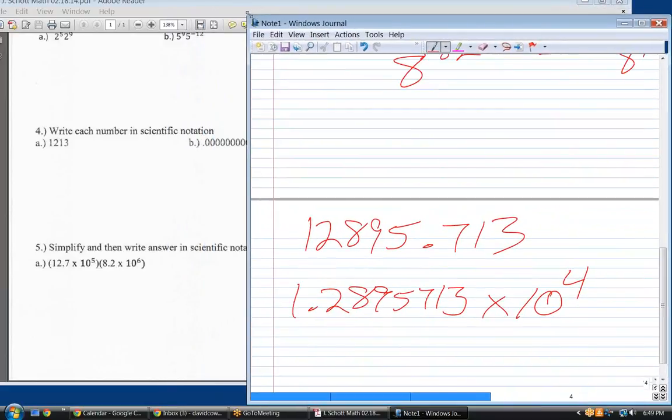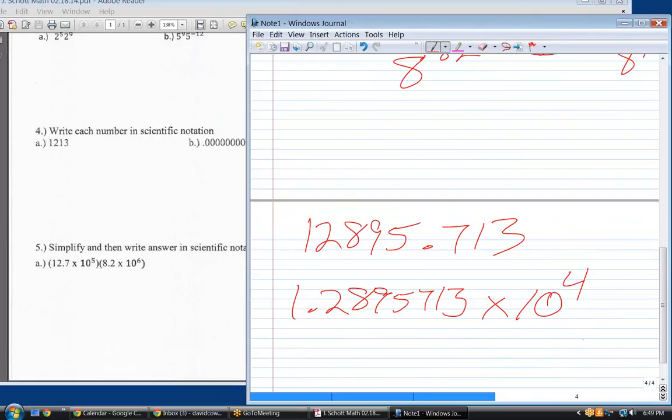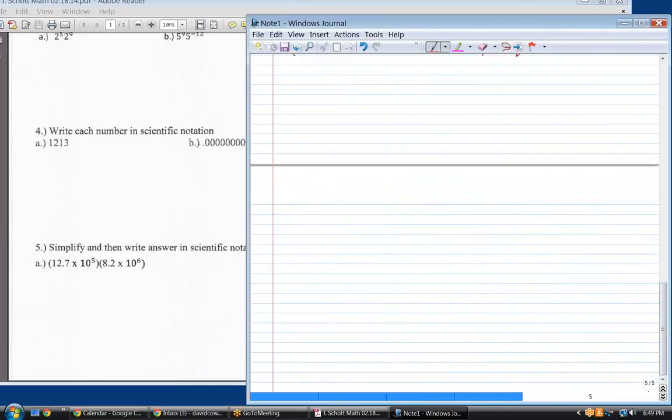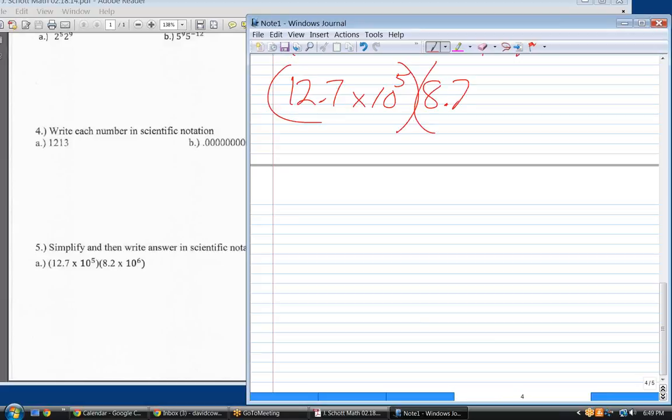Simplify and then write the answer in scientific notation. Okay, we got 12.7 times 10 to the 5th that we're going to multiply by 0.2 times 10 to the 6th. Well, these are pretty easy to multiply, actually. You multiply the number part, and then you multiply the 10 to the 5th times 10 to the 6th part. So what do we get when we multiply the number part? Do you have a calculator? Let's go ahead and multiply that on your calculator.